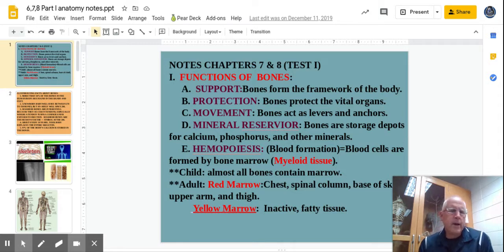Now, this next slide, for no better way of titling it, I just call it facts about bones.